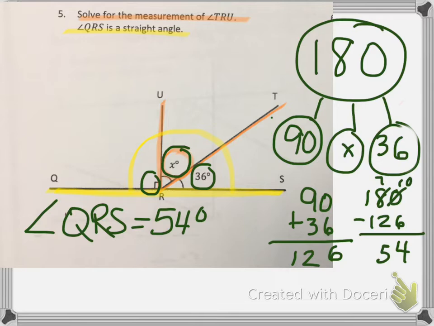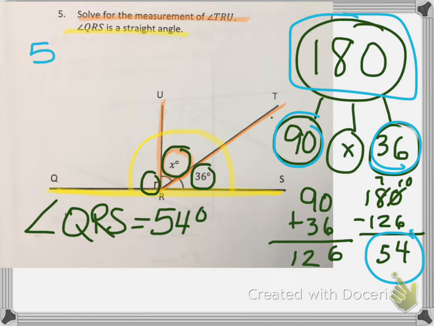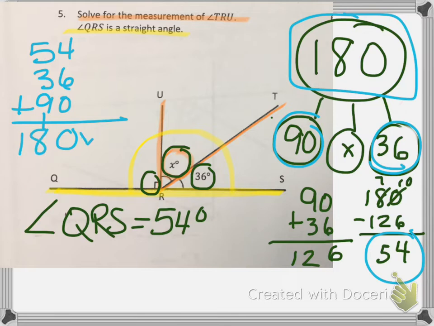Now, I'm a really smart mathematician and I know how to subtract, but I better check my work. 54, 36, and 90 should all give me 180. So I'm going to put that over here. 54, 36, and 90. That should add up to 180. 4 plus 6 is 10. 10, 11, 12, 13. 180. Check.